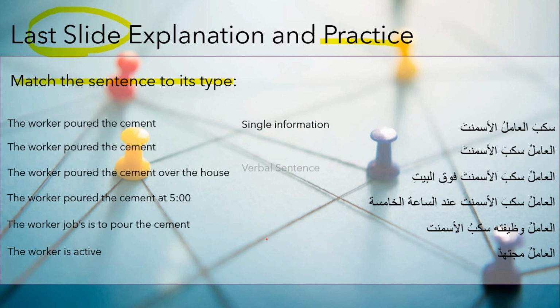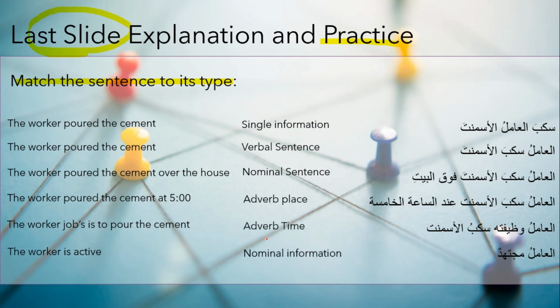Of course, the types of sentences that we have to match these sentences with are: single information, verbal sentence, nominal sentence, adverb place, adverb time, nominal information. Single, verbal, nominal. Try to focus here. I said nominal sentence, and the last one is nominal information. So this is the difference between nominal sentence and nominal information.